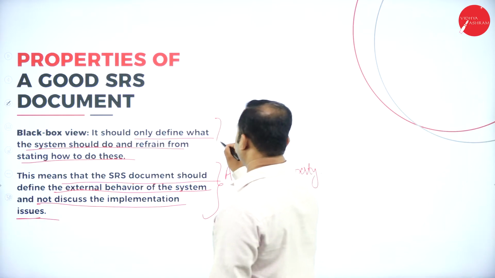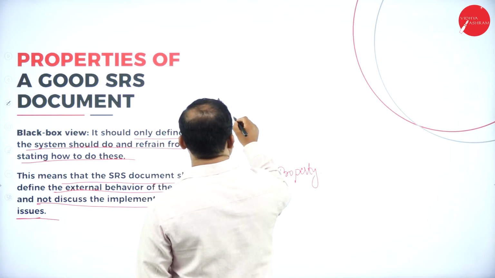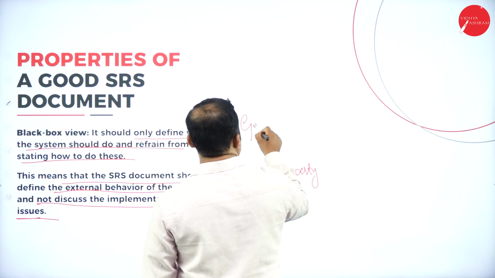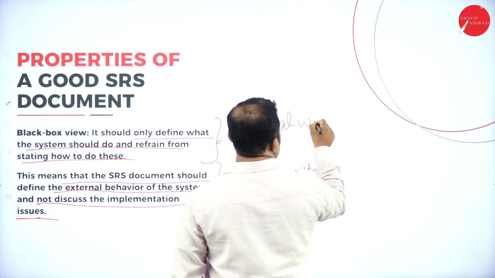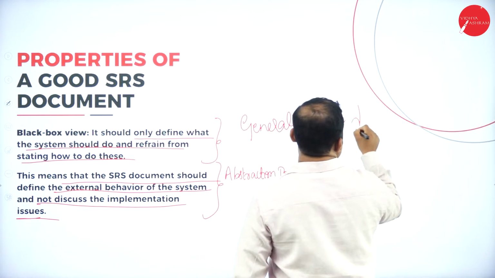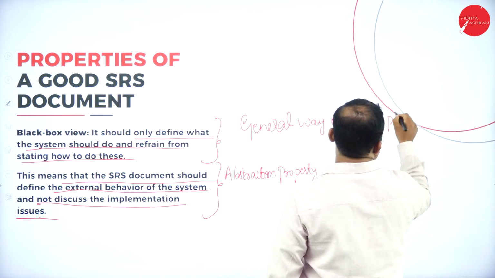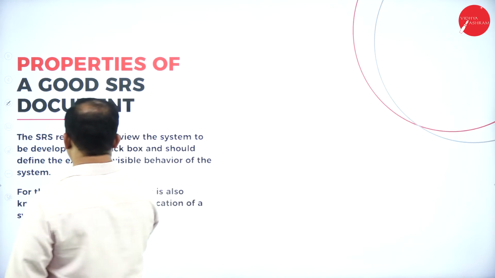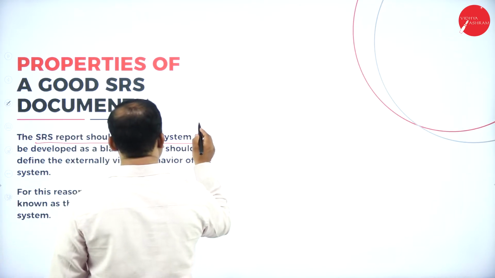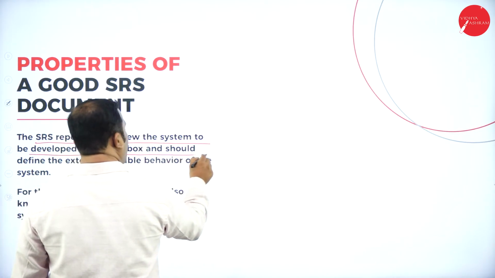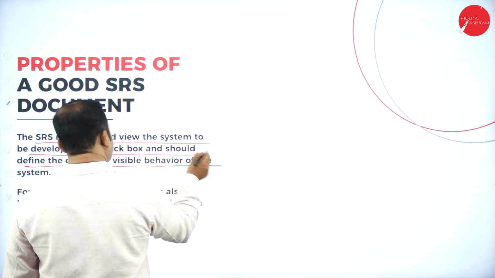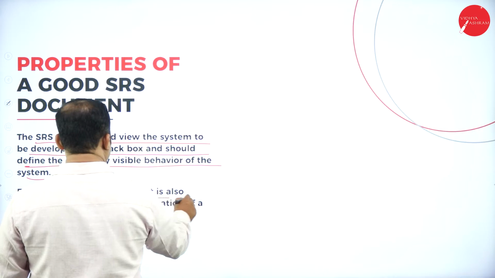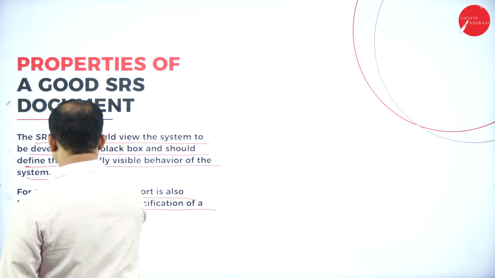A black box view enables the system's user to make the system work in terms of a general way of description. So that is called as a black box view. If that is the case, the SRS report should view the system to be developed as a black box and should define the externally visible behavior of the system. The SRS report is also known as the black box specification of a system.